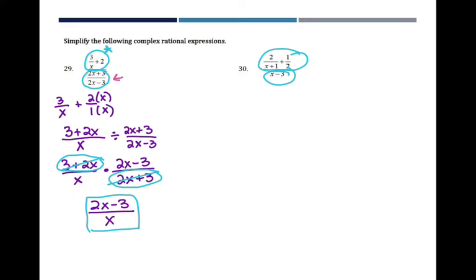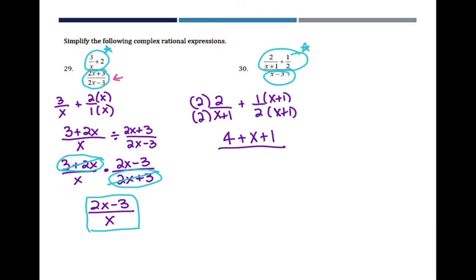So I can see that my numerator is really the only piece that needs to be simplified further because it's separated by two fractions. So I'm going to go ahead and rewrite this as 2 over x plus 1 over 2. And again, I need a common denominator. So my common denominator is going to be this 2 with the x plus 1. So I'm going to multiply my first fraction by 2 and my second fraction by x plus 1. So that leaves me with 4 plus 1x plus 1 over my common denominator of 2 times x plus 1.